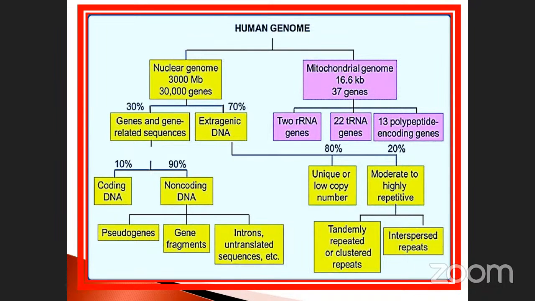What percentage of coding genes or DNA is present in the human genome? You have to calculate. See here, my dear students. This is the 30,000, isn't it? Of the 30%, the coding gene is 10%. You have to calculate from the 30% to 10%, and then the remaining, how much?